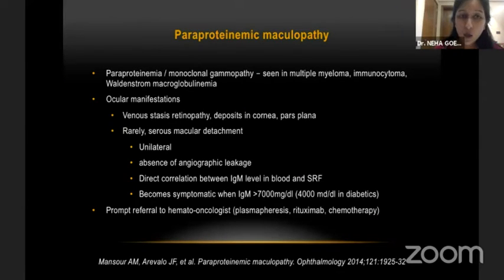So at this time, I'd also like to put in a word about paraprotein maculopathy. Paraproteinemia is seen in multiple myeloma, immunocytoma, and Waldenström macroglobulinemia. Though it usually presents with venous stasis retinopathy, rarely you can have only a serous macular detachment mimicking a CSC. It may be unilateral. So the key point here is the absence of angiographic leakage. And you must remember that the height of the SRF is directly proportional to the IgM level in the blood.